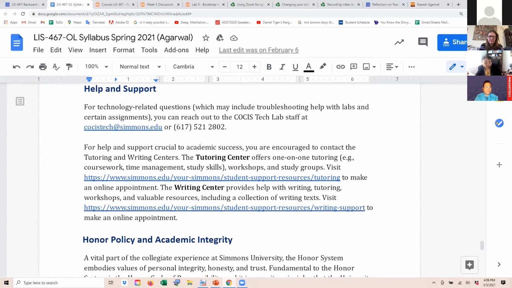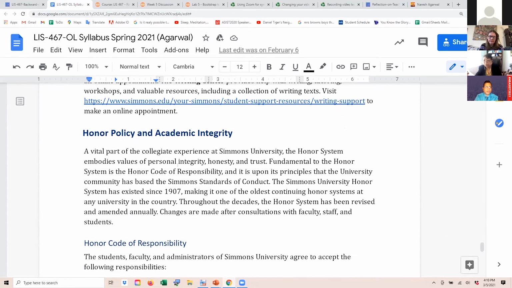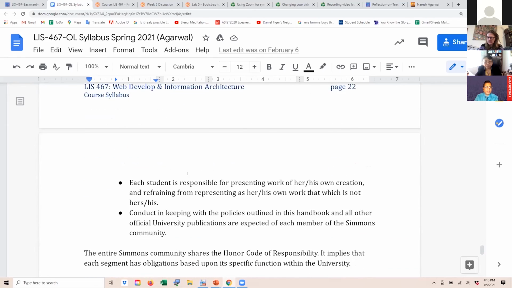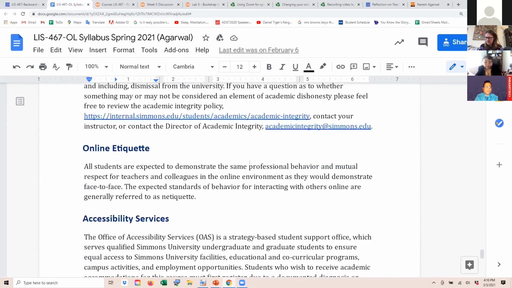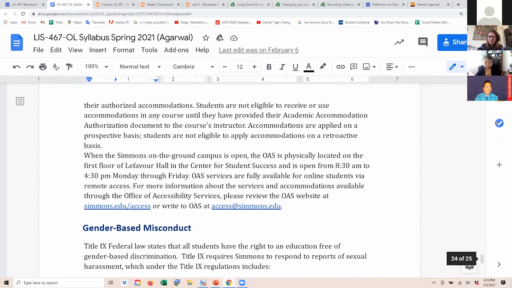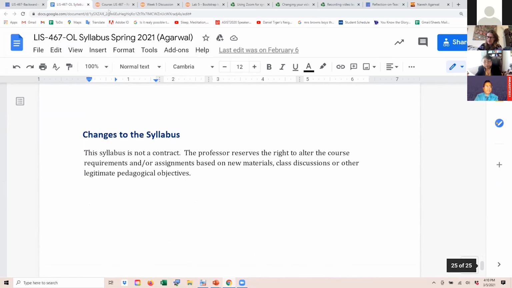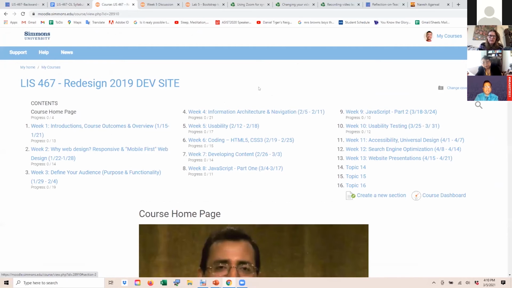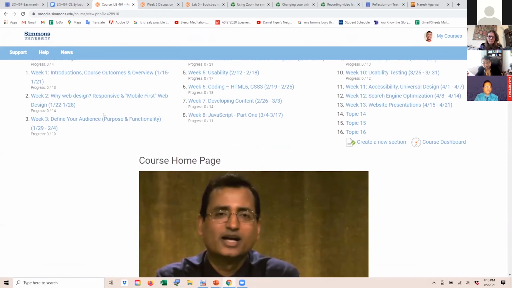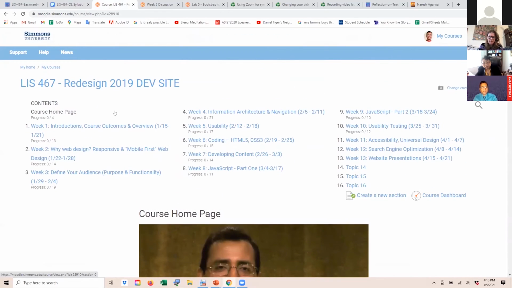And then there are other things about help and support, honor code, and academic integrity, the accessibility services, and gender-based misconduct policy. So this was about the syllabus. Then this is a dev website that we have on Moodle. We have a different theme now that we're using, but this was a prior theme that we had.